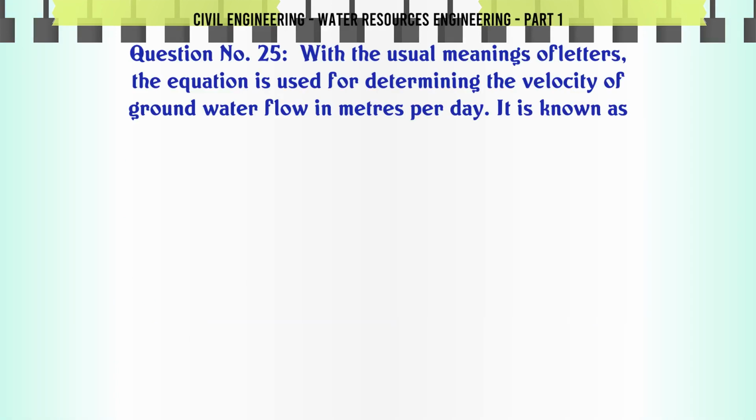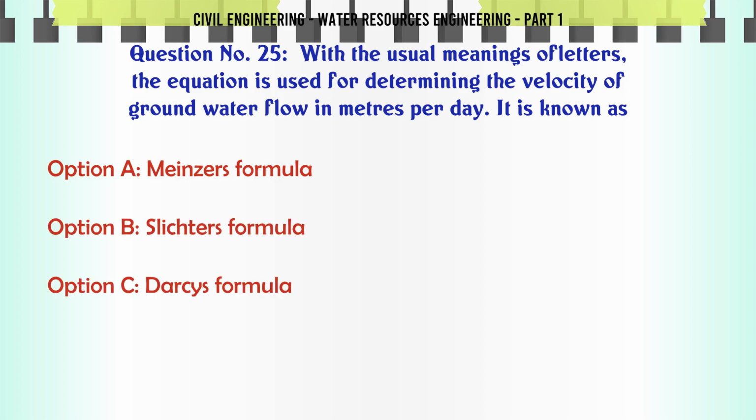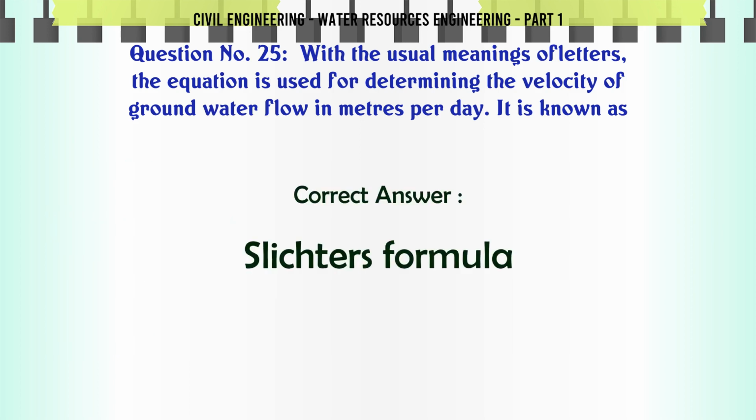With the usual meanings of letters, the equation is used for determining the velocity of groundwater flow in meters per day. It is known as: A. Mainzer's formula, B. Schlichter's formula, C. Darcy's formula, D. Hazen's formula. The correct answer is Schlichter's formula.